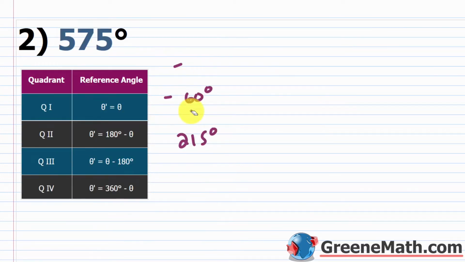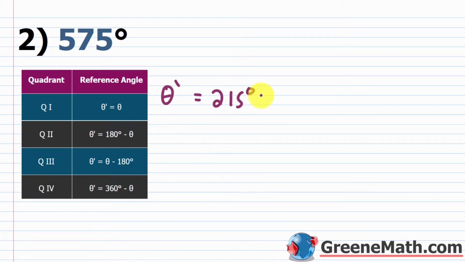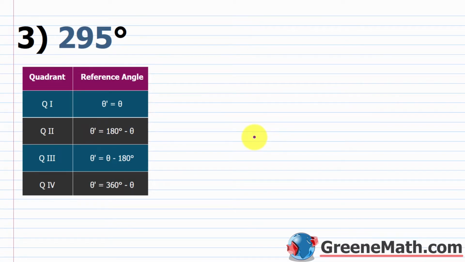So coming back up here, let me get rid of this. Just using a little cheat sheet, we're in quadrant 3. So theta prime is equal to, again, it's 215 degrees for the coterminal angle, minus 180 degrees, which gives me 35 degrees for my theta prime, or again, the reference angle for 575 degrees, or the coterminal angle, which is 215 degrees. All right, let's take a look at problem number 3 now.